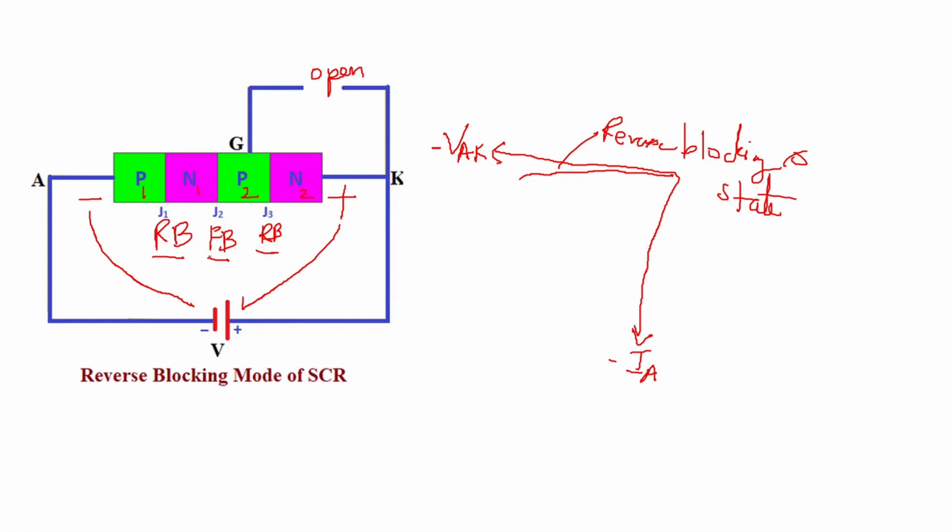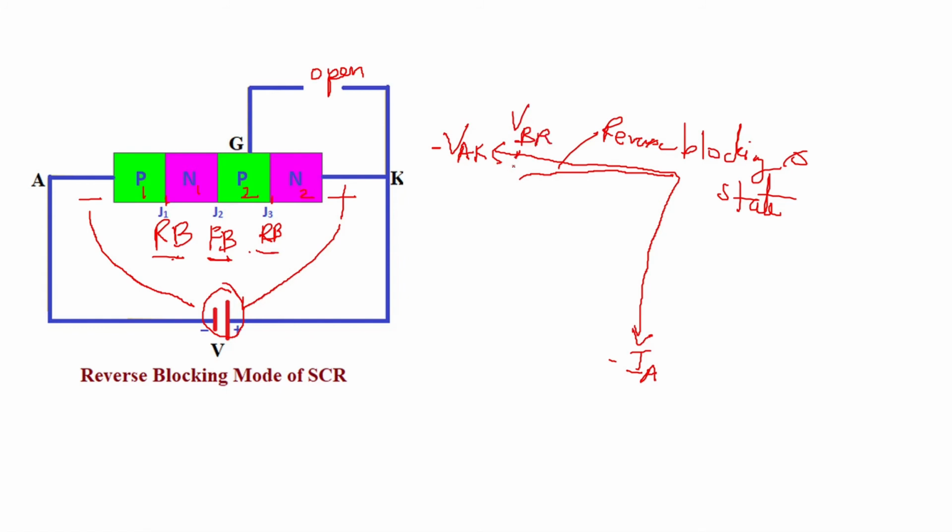Forward bias has no problem for the current to flow, but if you want to make both the reverse biased junctions, J1 and J3, go into breakdown, then this negative voltage has to be increased. If it is increased, then one stage will be reached which will be called the breakdown voltage.